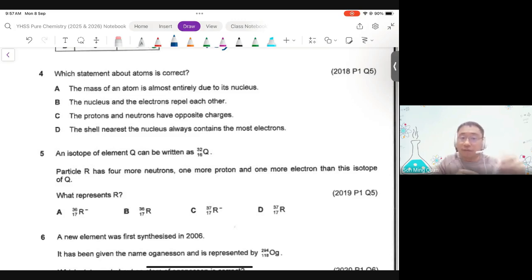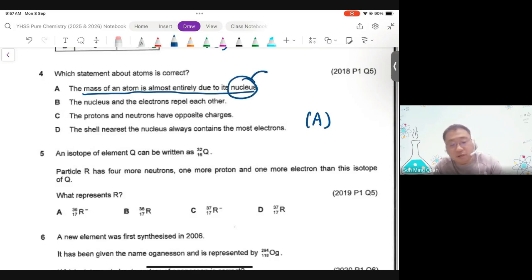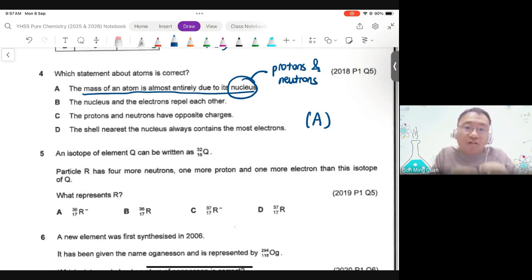Okay, great. I think all of us have voted. So again, I'll show everyone the results. And the answer for question 4 is actually A. Now, the mass of an atom is almost entirely due to its nucleus because the nucleus contains protons and neutrons. Protons and neutrons contribute the most mass because the mass of an electron is 1 over 1840. So the relative mass of an electron is so small, it's so negligible. Therefore, it is correct to say that the mass of an atom is almost entirely due to its nucleus.